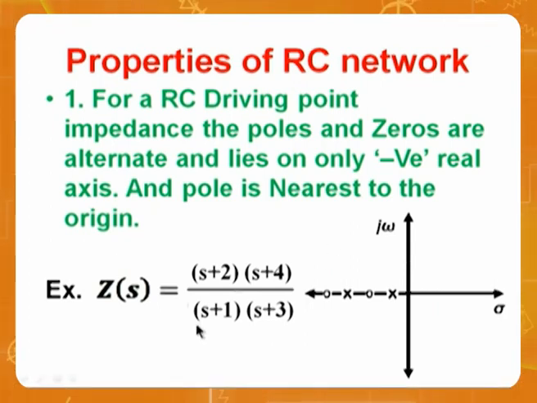So what is the nearest to the origin? The pole. So S equal to -1 here, then comes a zero, then comes a pole. So poles and zeros are interlacing. If it is LC, they are on the j omega axis; if it is RC, they are on the sigma axis.